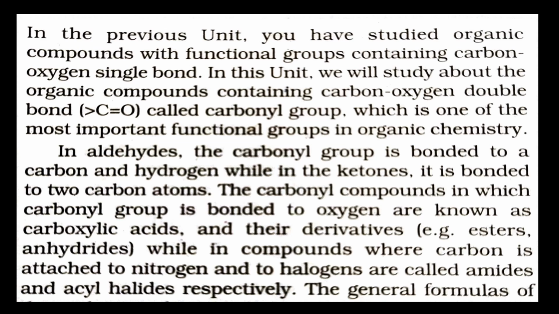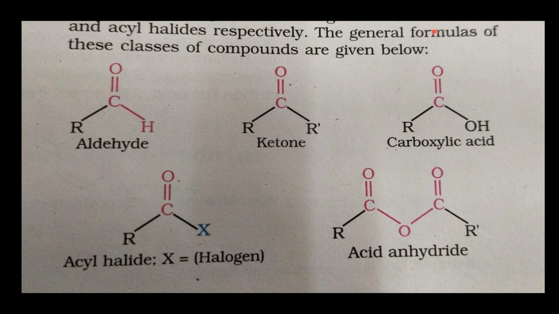The carbonyl compounds in which the carbonyl group is bonded to oxygen are known as carboxylic acids and their derivatives, for example esters and anhydrides. While in compounds where carbon is attached to nitrogen and to halogens, they are called amides and acyl halides respectively. The general formulas of these classes of compounds are given below: aldehyde, ketone, carboxylic acid, acyl halide, in which the character X stands for halogens like iodine, fluorine, etc., and acyl anhydride.